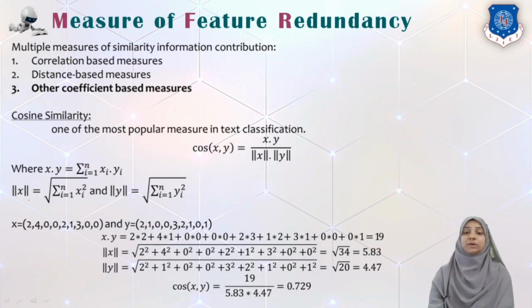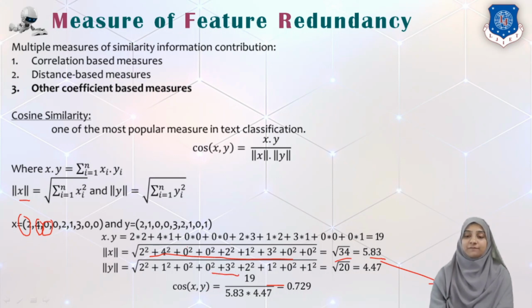Now, in order to calculate the x component, we will take the square of each term. So 2 square, 4 square, 0 square will be calculated and we will add these squared terms of x and finally take the square root of their sum. That is the square root of 34, which is equal to 5.83. Similarly, we will repeat for y. We will take the elements of the y vector, square them individually, take their sum and finally take the square root, which is equal to 4.47.